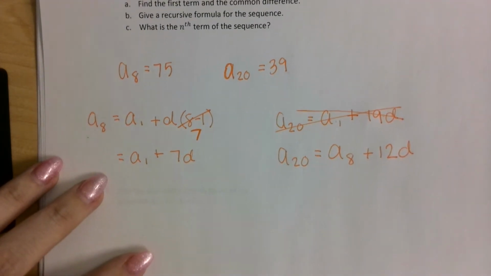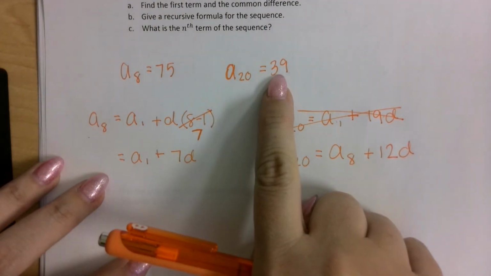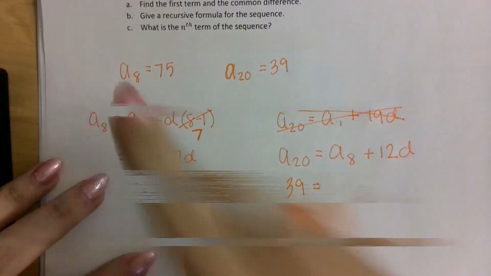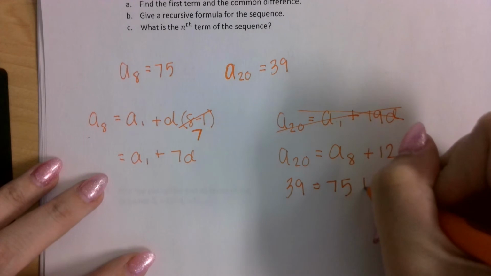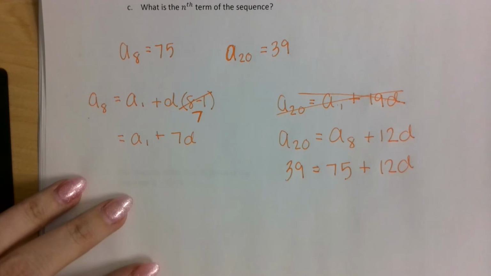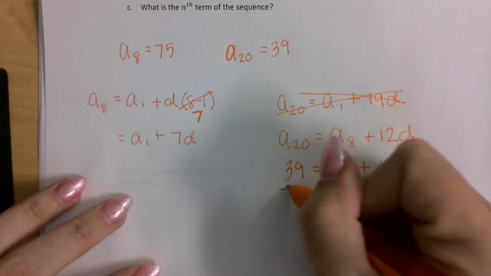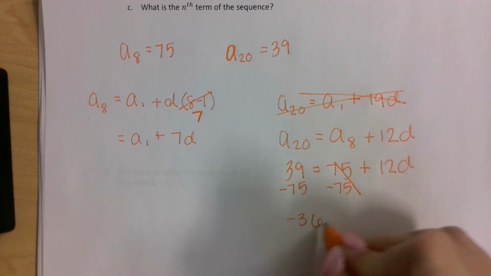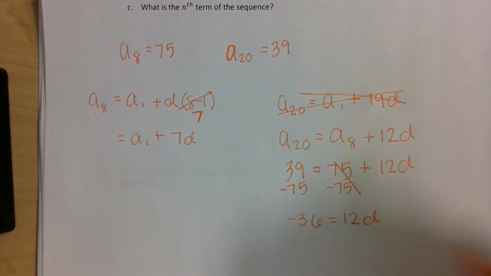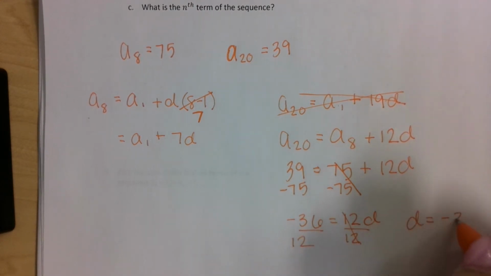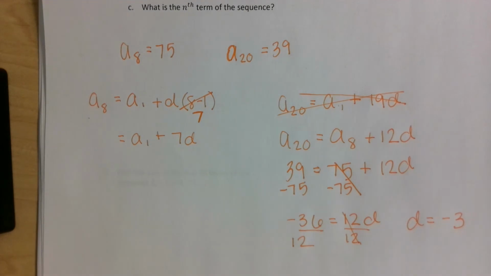Okay, well, what do I know? I know the 20th term is 39, so can't I replace this with 39? I know the 8th term is 75. Oh look, I just created a one-step or a two-step algebraic equation. Subtract 75. Get d by itself. Our common difference is -3. So that means I'm subtracting 3 each time.